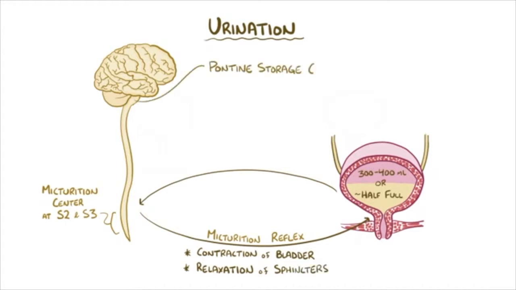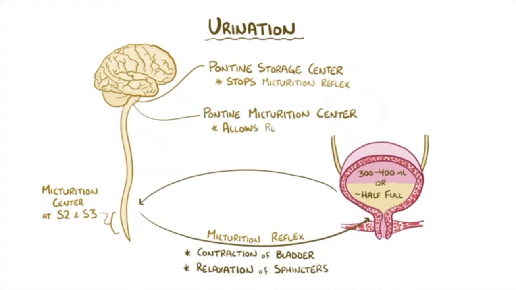Now, the pontine storage center and the pontine micturition center are two areas in the pons part of your brain that help control urination. When you can't find a toilet and want to hold your urine in, then you activate the pontine storage center, and that stops the micturition reflex. When you finally do find that toilet and you're ready to urinate, the pontine micturition center is active, and it allows the micturition reflex to happen, and you can finally pee.